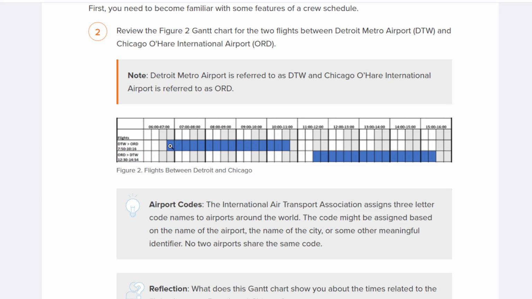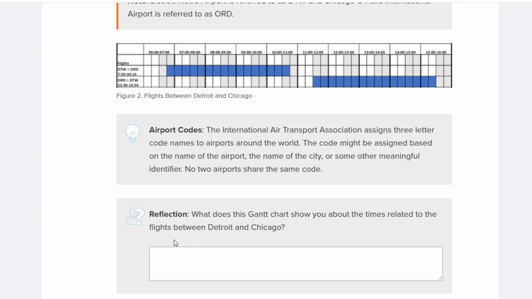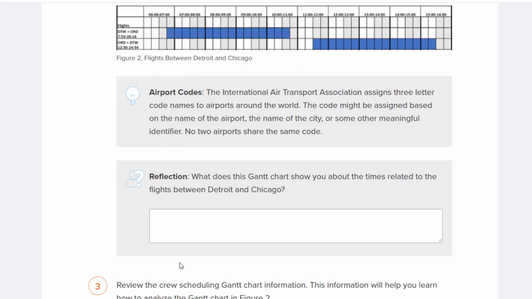So at 7:45, that plane takes off and it lands at 10:45. The next flight returns at 11:30 and finishes right here. So these blue sections are the entire flight. Make sure you read about airport codes and then explain what you just learned down here in this box.